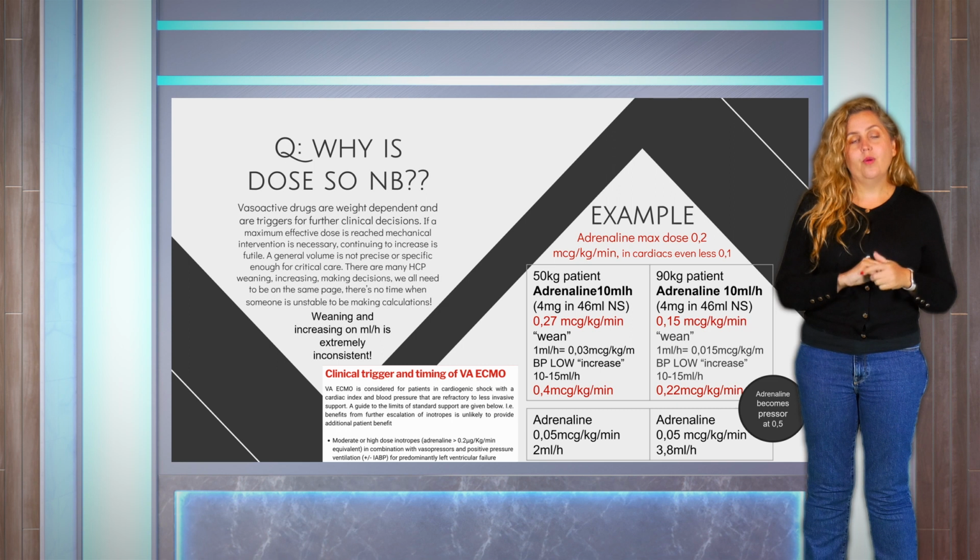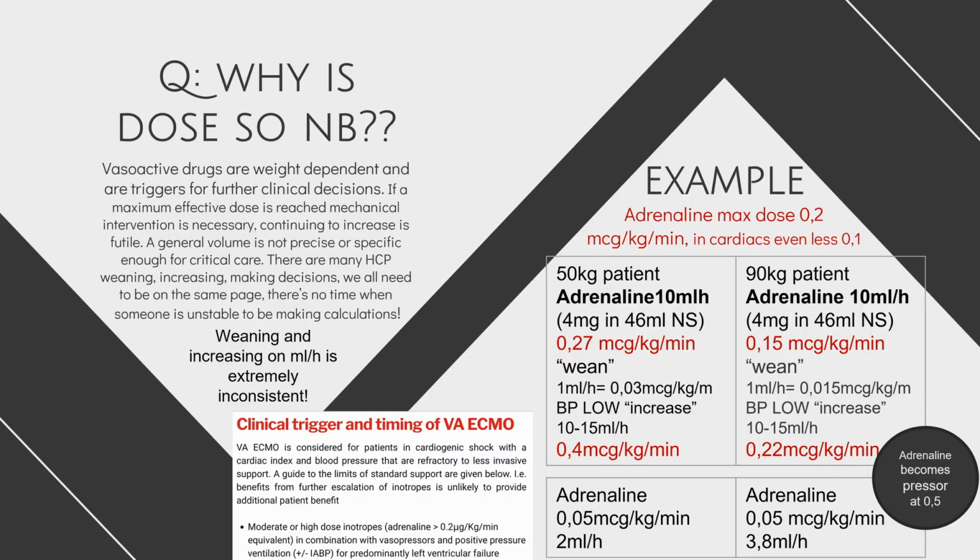It's completely doable, and we need to change it urgently, not just for cardiac patients. This should be a general practice in all of our ICUs. I also just wanted to add, if you look at the Alfred's guidelines, which we use a lot for our ECMO clinical decisions, I've taken a little screenshot there and you can see the clinical trigger and timing of VA ECMO. They refer to adrenaline of 0.2 mics per kilo per minute, which goes right under our noses if we're giving only mils per hour.